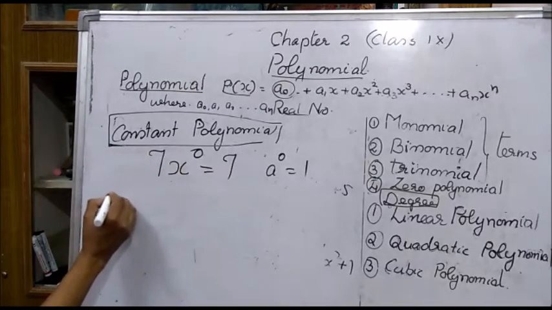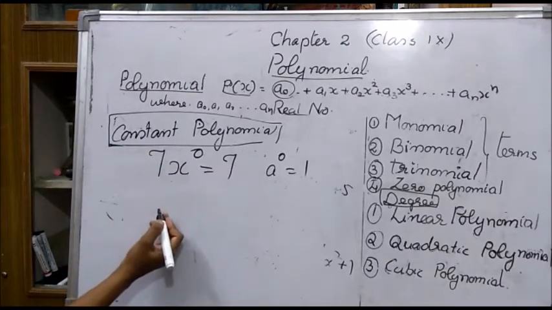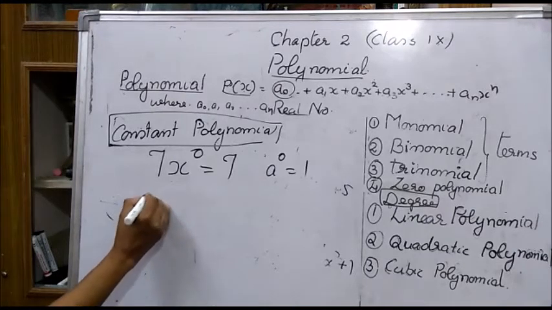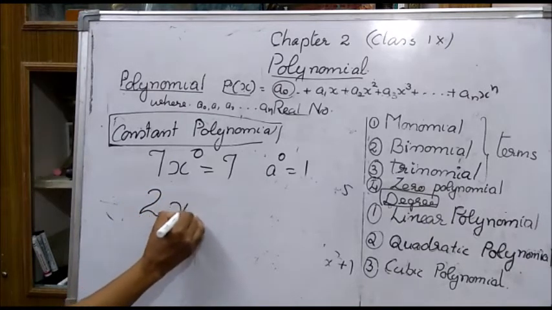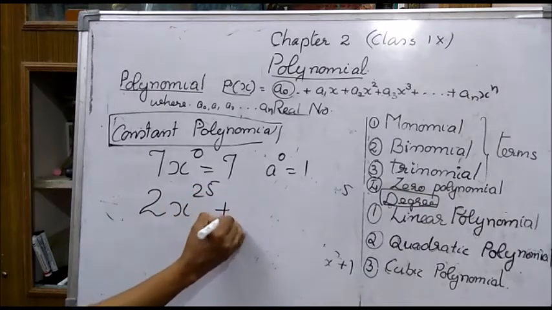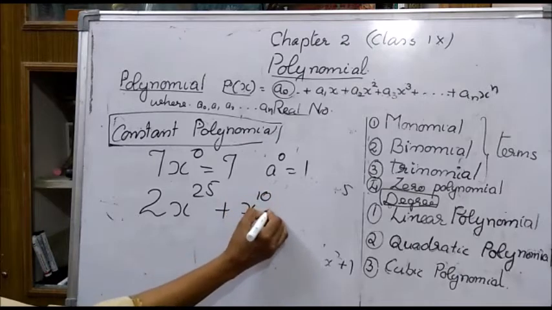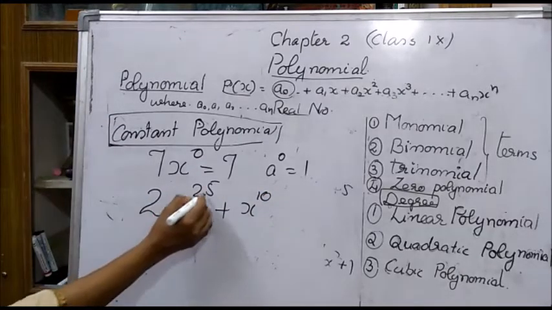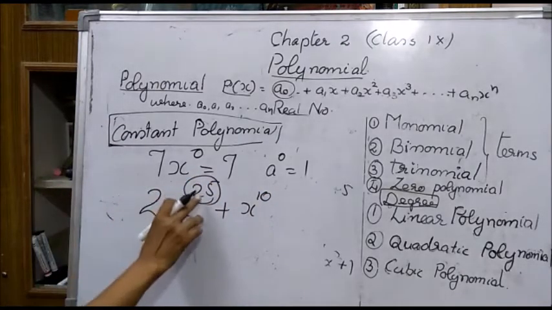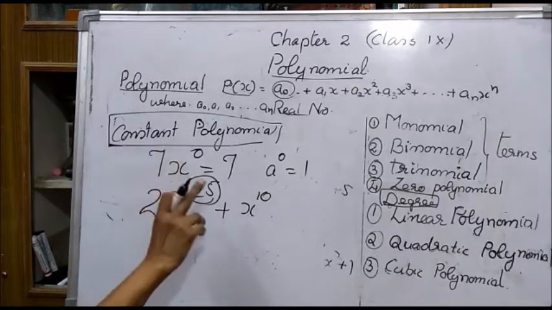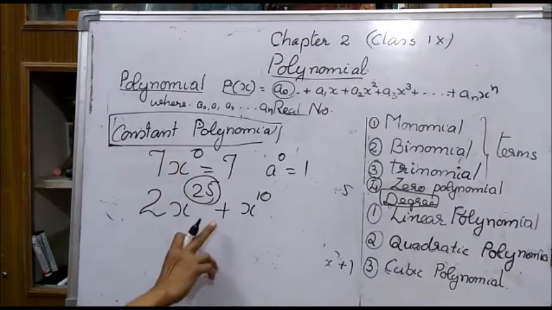Now, if you want to write a polynomial whose degree is 25, we can write 2x power 25 plus x power 10. It is a polynomial of degree 25, because the degree of a polynomial means the highest power.